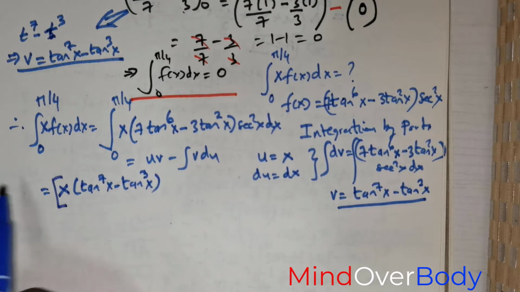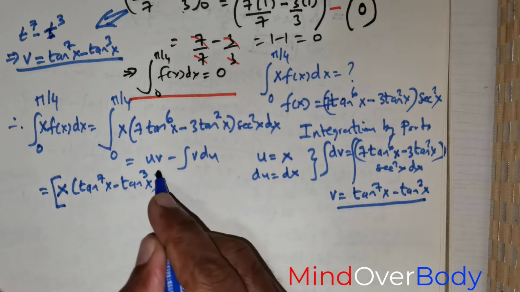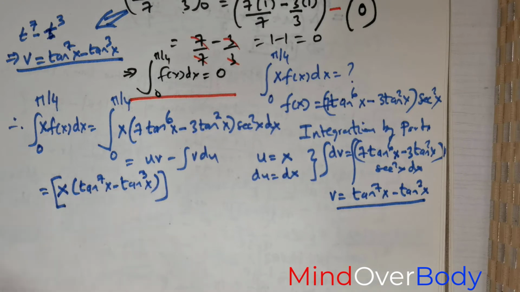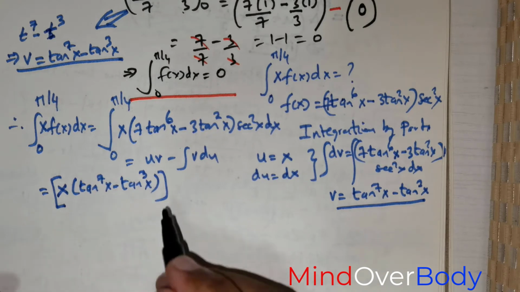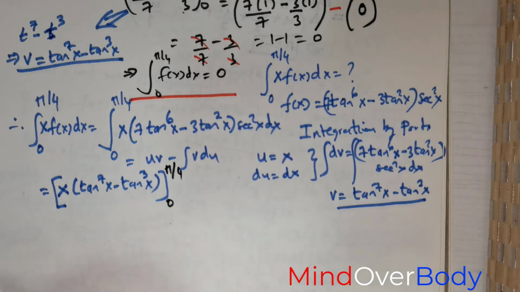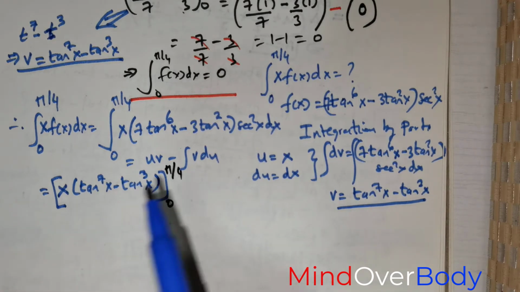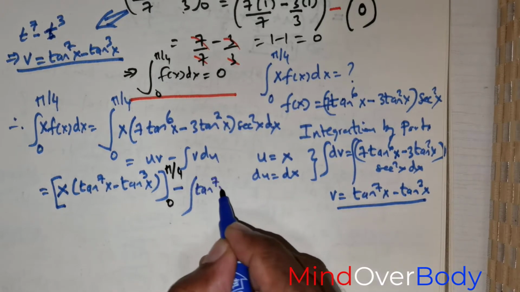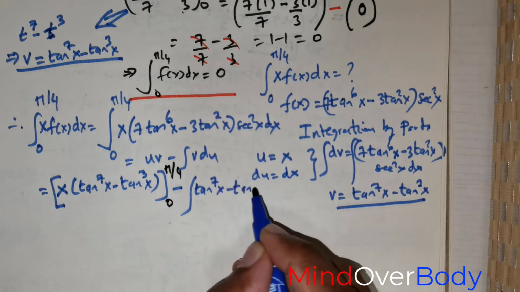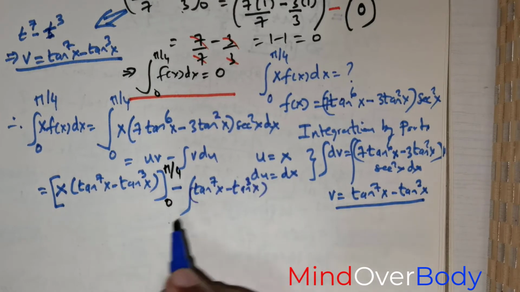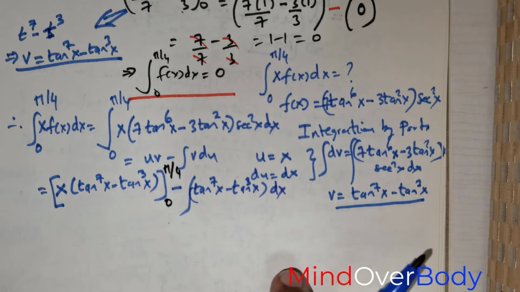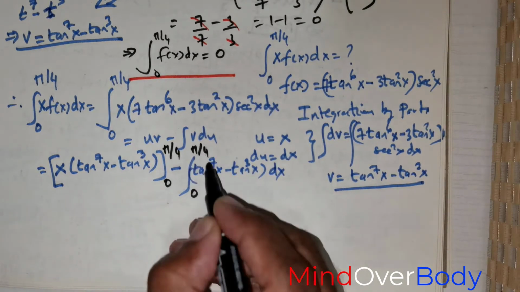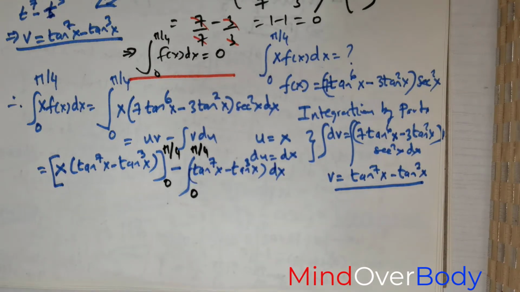Now the limits, let me just write that down. I have not made any change of limits because the original variable is present here. So just write down the limits. The limits are from 0 to pi over 4. Now that is followed by negative integral. My v is tan^7 x minus tan^3 x, times my du, which is nothing but dx. And the limits for this are going to be 0 to pi over 4. So that's what we have got.